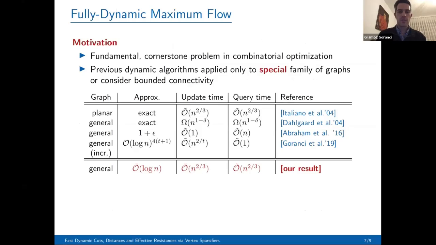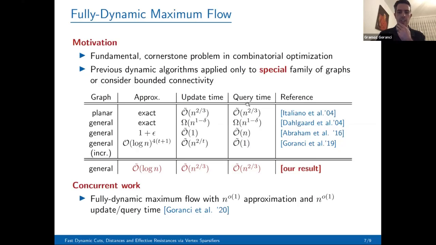So let me just tell you a bit more about fully dynamic max flow, just an overview about this problem. Obviously this is a cornerstone problem in combinatorial optimization. Unfortunately, in the dynamic community, we haven't seen much progress in this space. I would say the only works that we've seen so far apply to restricted graphs, like Italiano and others, who had an algorithm which achieves exact max flow with running time n^(2/3), but this applies only to planar graphs.